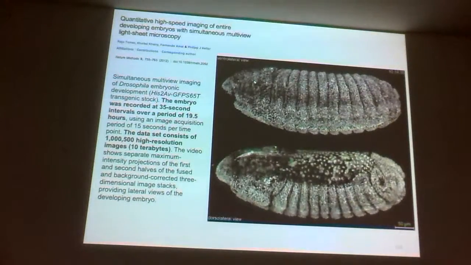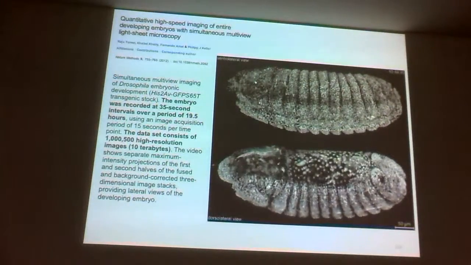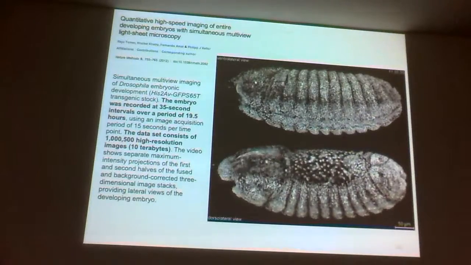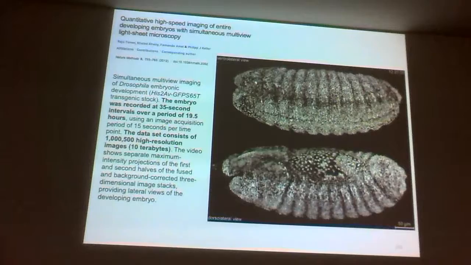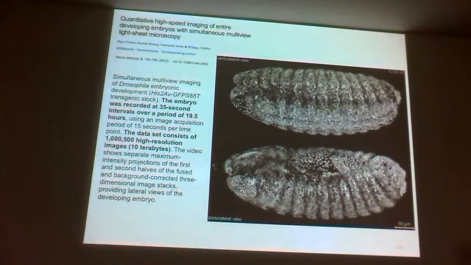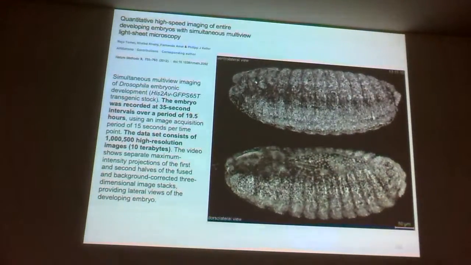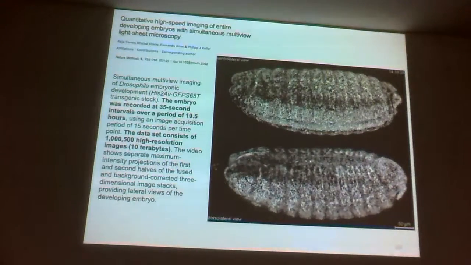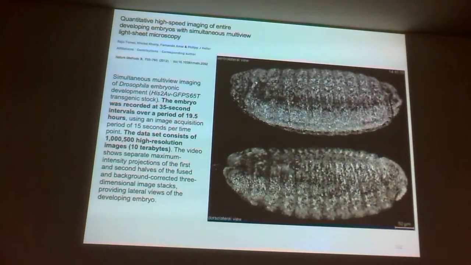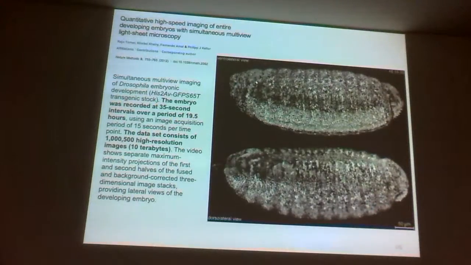So the videos, just take any light sheet paper in a big journal and the videos will be amazing. Just click on those. Absolutely stunning. So I hope you agree that is an incredible video to see. And you can see it's done with, of course, I've highlighted the hard disk size that you need to do this, which is quite high. But you can see it's pretty incredible what you can learn.